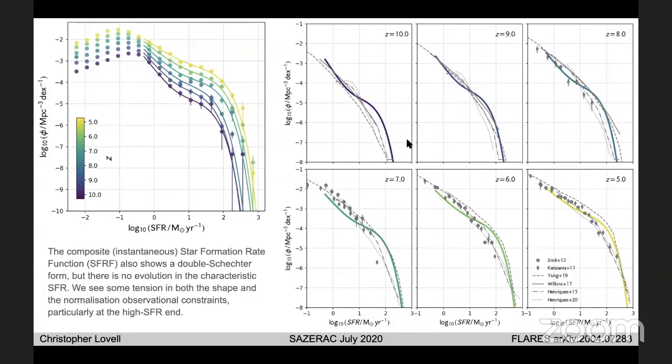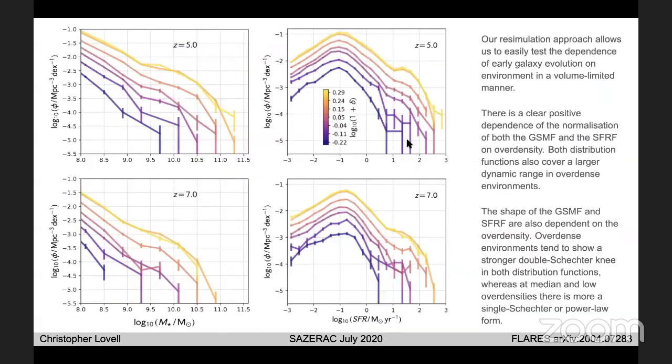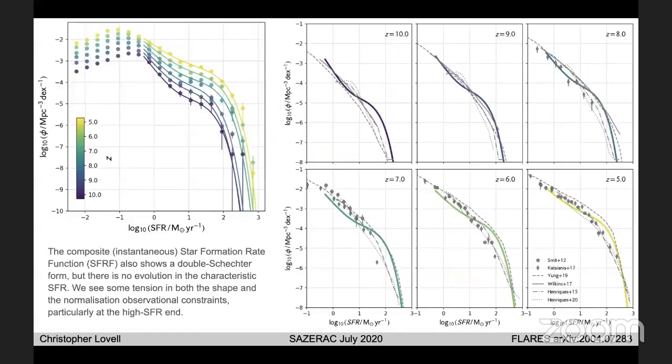Compared to the observations, we see slightly more tension at the high star formation rate end, with a slightly higher normalization. But at higher redshifts, the observational constraints aren't enough to rule that out. And compared to the modeling constraints, we again do not see this strong double Schechter shape. But again, this may be due to the lack of these very overdense regions probed. Next slide, please.